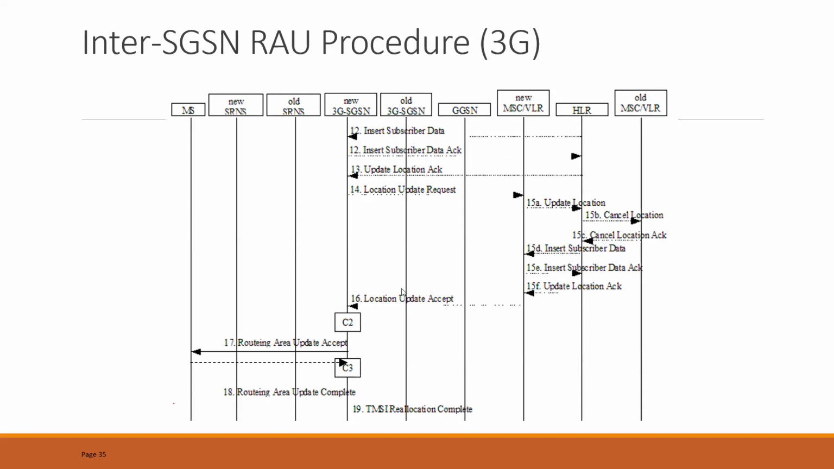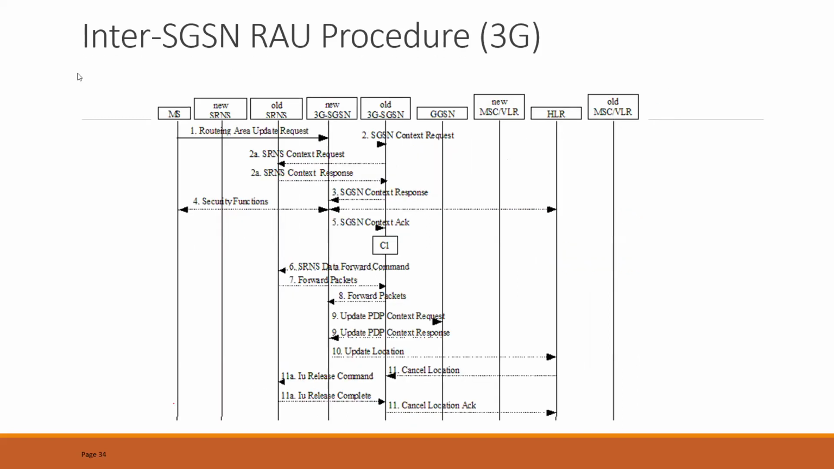We can skip this part. And based on your update location acknowledgement, it will send a routing area update accept message and share a new PTMSI with this MSISDN and the updated routing area information available. And then it will send back the routing area update complete message to indicate that, okay, I have received this. And based on this, your inter-SGSN routing area update procedure is completed.